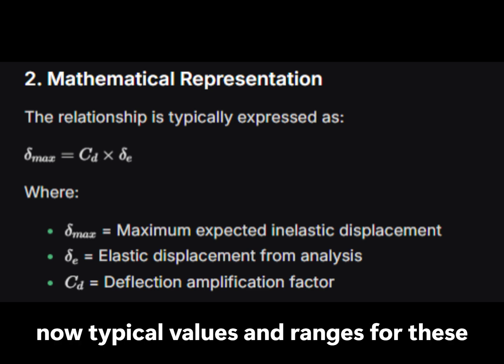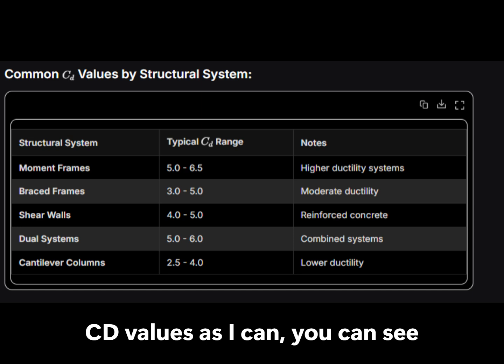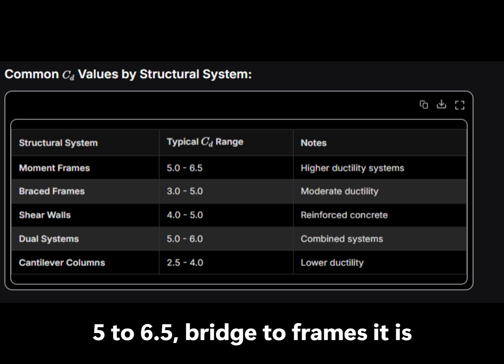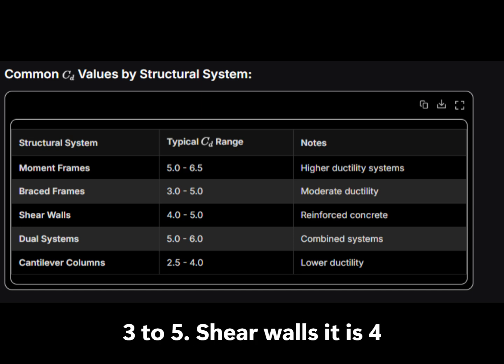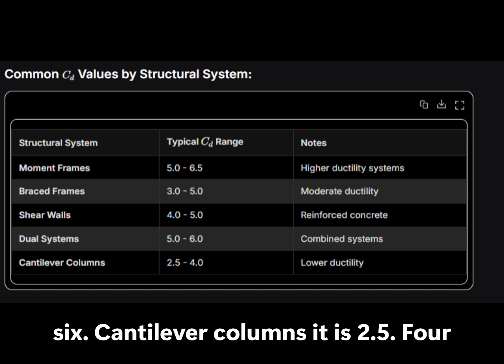Now, typical values and ranges for these CD values, as you can see on the screen. For moment frames, it is 5 to 6.5. Braced frames, it is 3 to 5. Shear walls, it is 4 to 5. Dual systems, it is 5 to 6. Cantilever columns, it is 2.5 to 4.